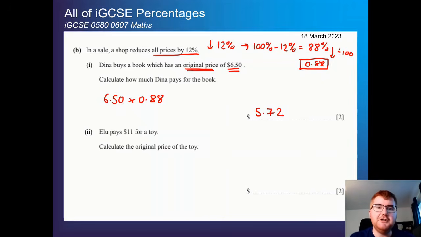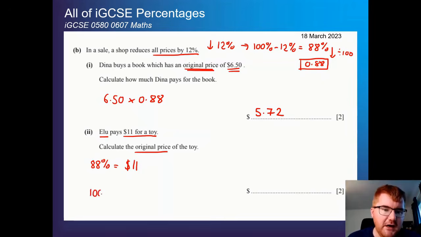Okay, so this question you're seeing here is very, very typical. You've got a normal calculation, you have original price to sale price, and now this part 2 for Elu pays $11 for a toy. Calculate the original price. We're then going to be working backwards. So if we've reduced all prices by 12%, the new price, this $11, is going to be equal to 88% of the original. But we want to find the original price. That's the clue in the question here. So we want to find 100%. And you've seen this process before, working backwards in time. So we want to then divide by 88 on both sides.